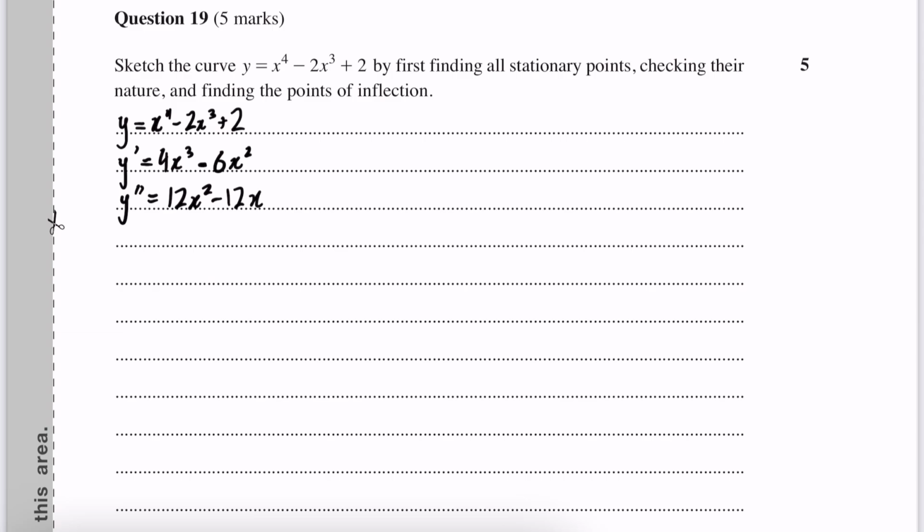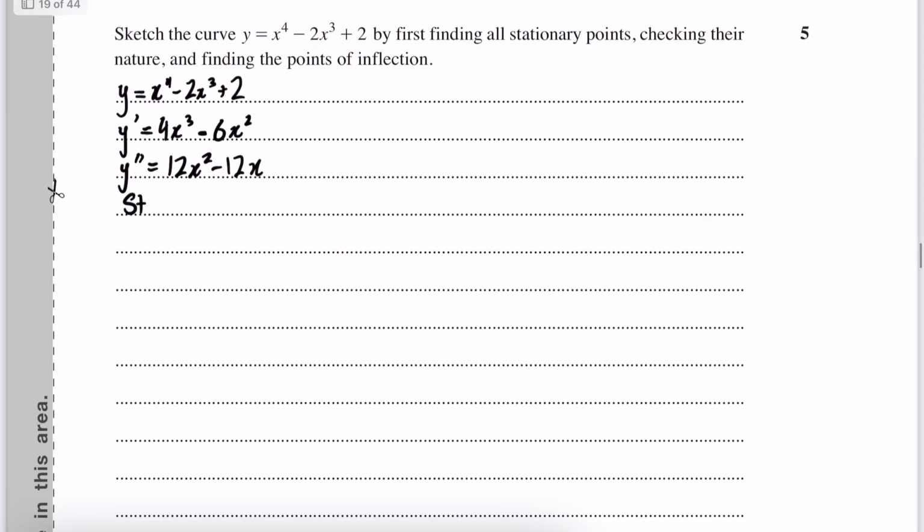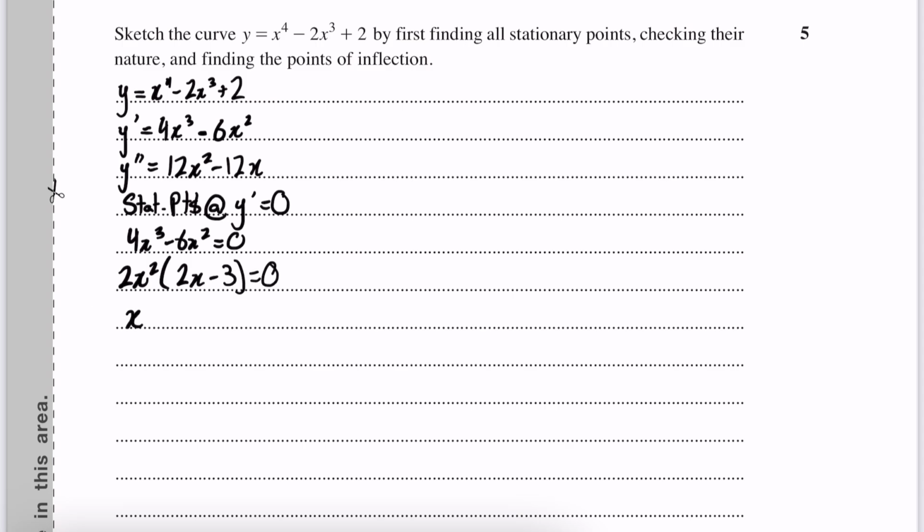So stationary points are at y dash equal to 0. That's when 4x cubed minus 6x squared is equal to 0. You can take out a factor of 2x squared, and you're left with 2x minus 3. And then you have stationary points, or x coordinates, at x equals 0 and x equals 3 on 2.